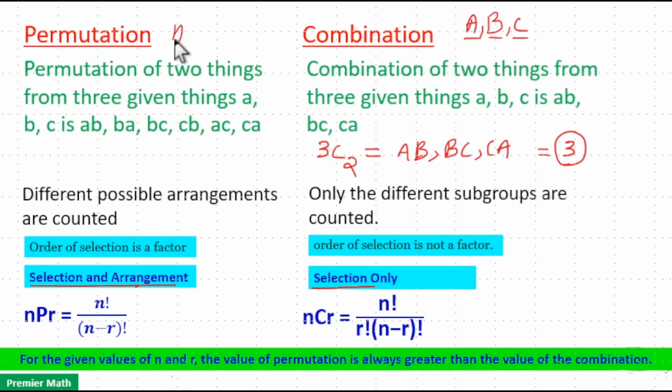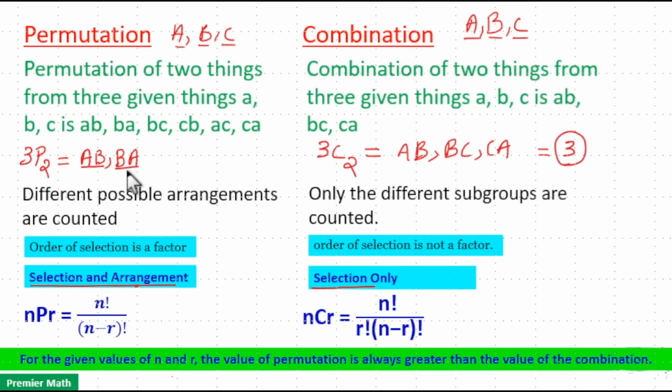But in permutation, if you are choosing two objects from these three objects, your permutation is 3P2. That is, from this 3, you are choosing 2. Then, if you select AB, now order matters in permutation. So, you can arrange this AB as BA as well. So, here order matters. In AB, A is in the first place. In BA, A is in the second place.